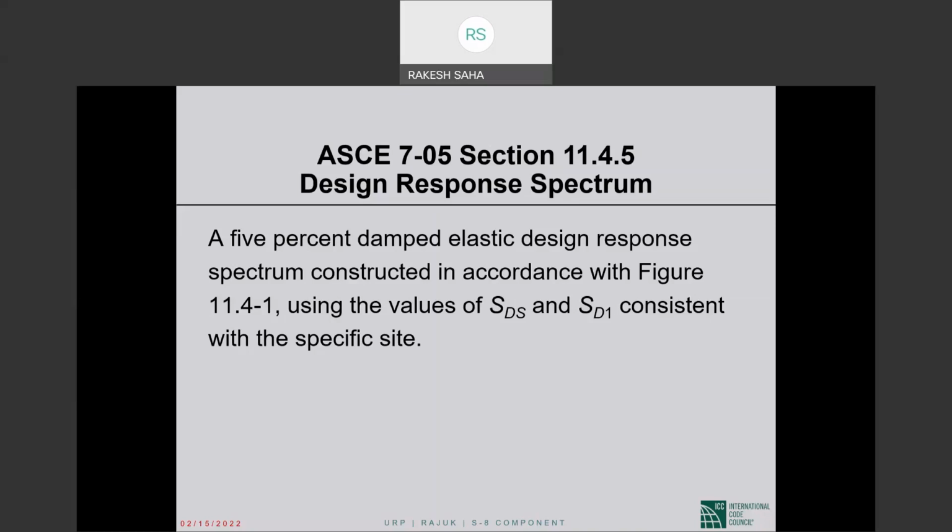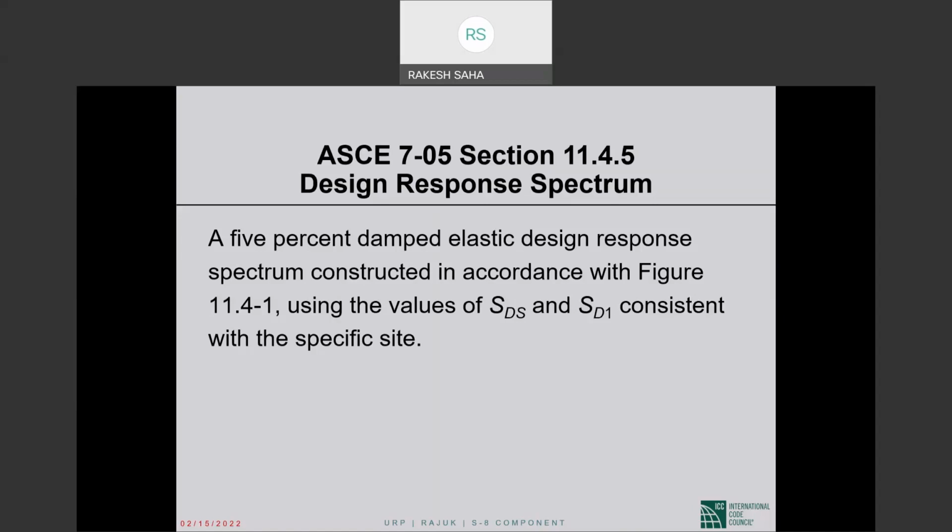Okay? So the design spectrum of ASCE 7 is the spectrum given in figure 11.4-1, the spectrum that we saw, using the values of S sub DS and S sub D1 for the particular site. Okay, which we will read S sub S and S sub 1 from the maps, or go to the USGS website, whatever. You will multiply S sub S by F sub A, multiply S sub 1 by F sub V. Then you will take 2/3 of those quantities to get the design quantities, S sub DS and S sub D1.